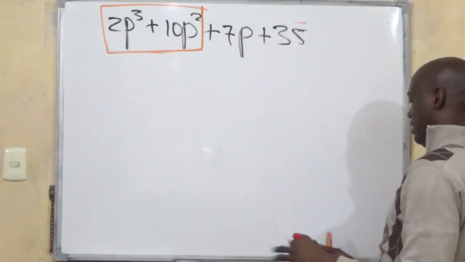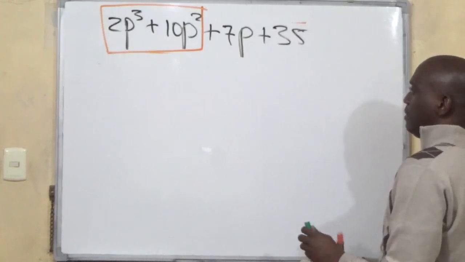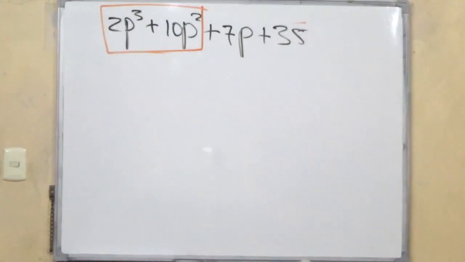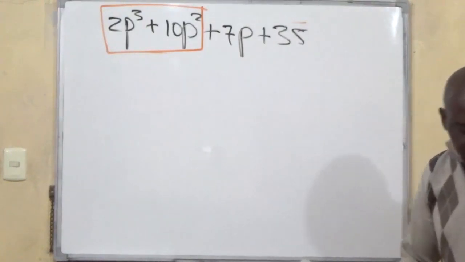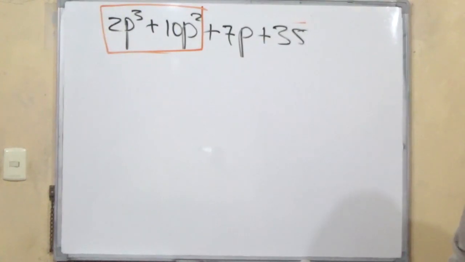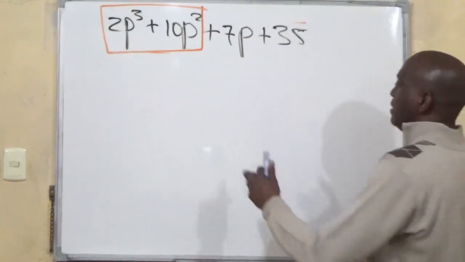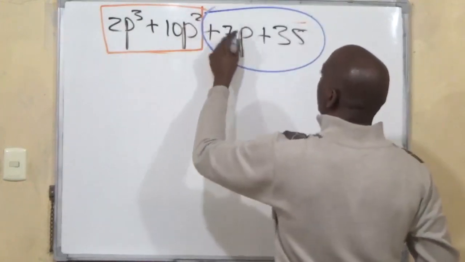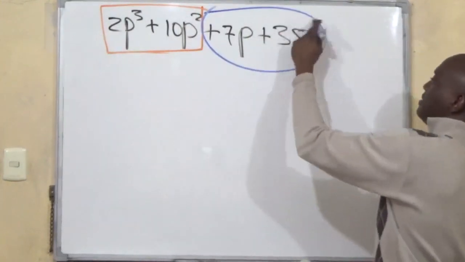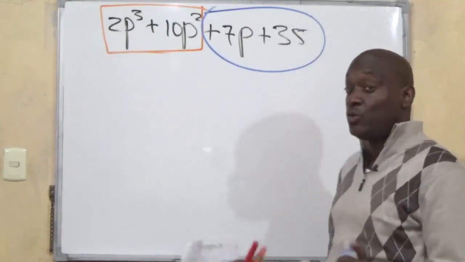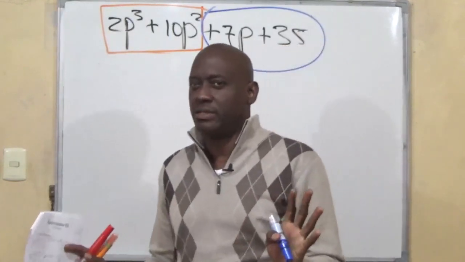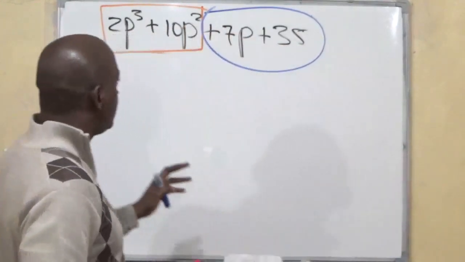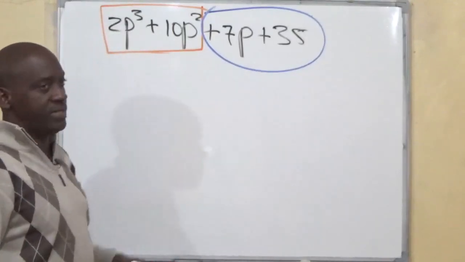And let me change the shape and the color. Let me go blue. I'm kind of concerned about the brightness of the green marker. Let me say in blue now, as a nice oval, you have 7p plus 35. Two separate expressions that are joined together by the process of addition.